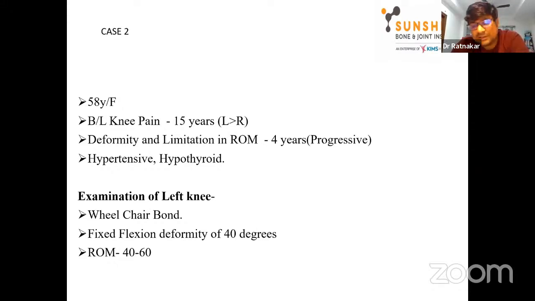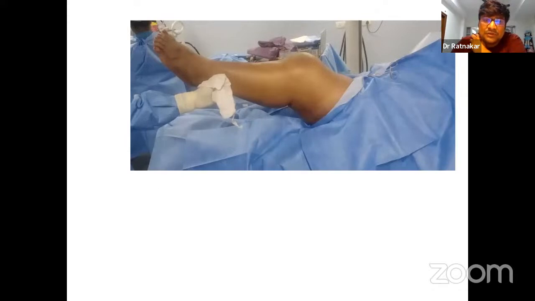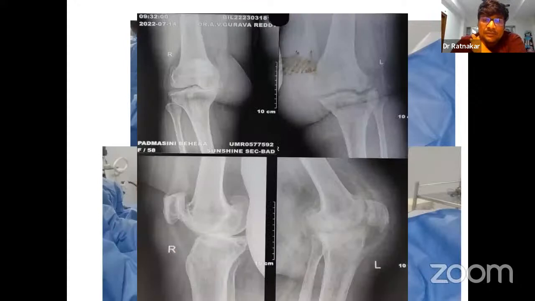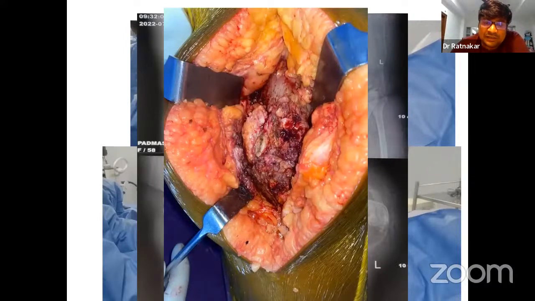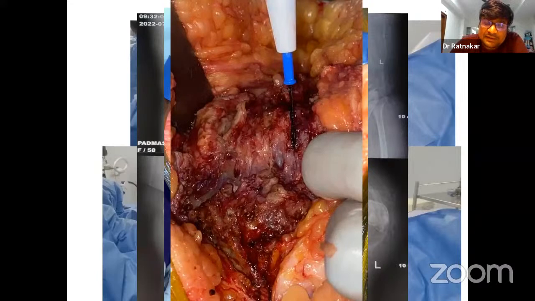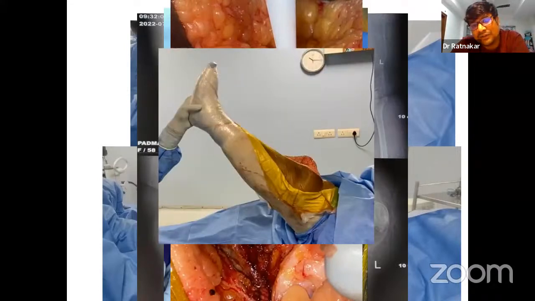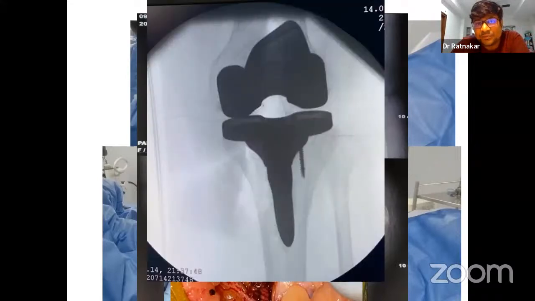One more patient came to us wheelchair bound with a flexion deformity of 40 degrees. ROM was again 40 to 60 degrees. This is after anesthesia, showing almost 40 degrees of flexion deformity, and this is the preoperative X-ray. The patient was a known case of rheumatoid arthritis, but was never treated for it. Intraoperatively, when we opened the joint, there were severe intra-articular patellofemoral adhesions and the parapatellar gutter was filled with a lot of fibrofatty tissue. After removing the adhesions and clearing the gutter, we were able to achieve flexion of 90 degrees, and in the end we got almost a straight knee. This is the post-operative X-ray.